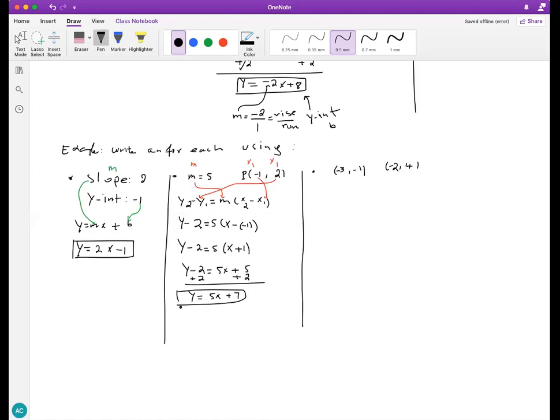Okay, so using point-slope. And finally, the longest one, this time we don't have anything at all. We have nothing but 2 points. Again, the purpose is to write an equation for each of these lines.